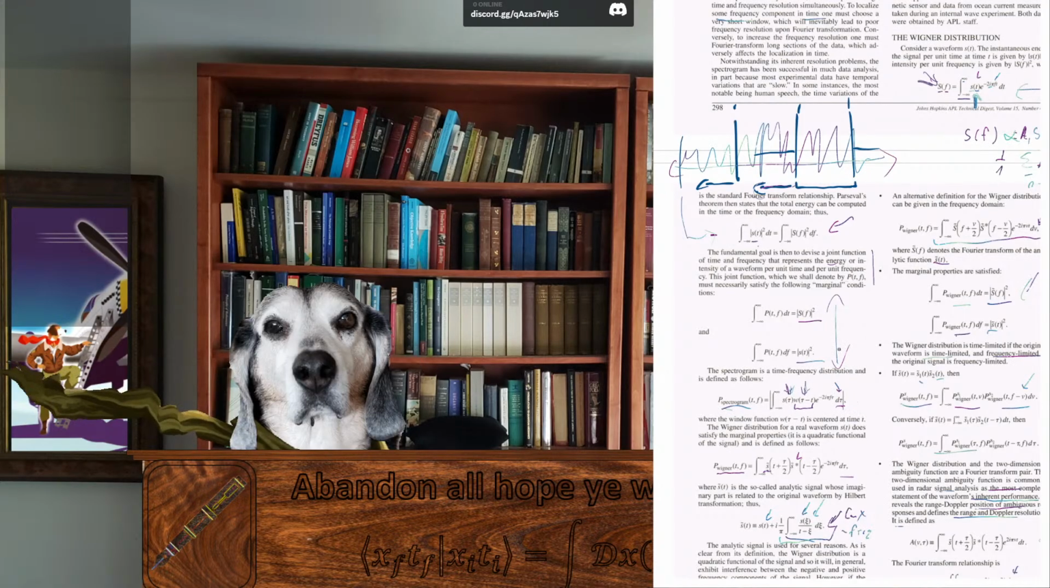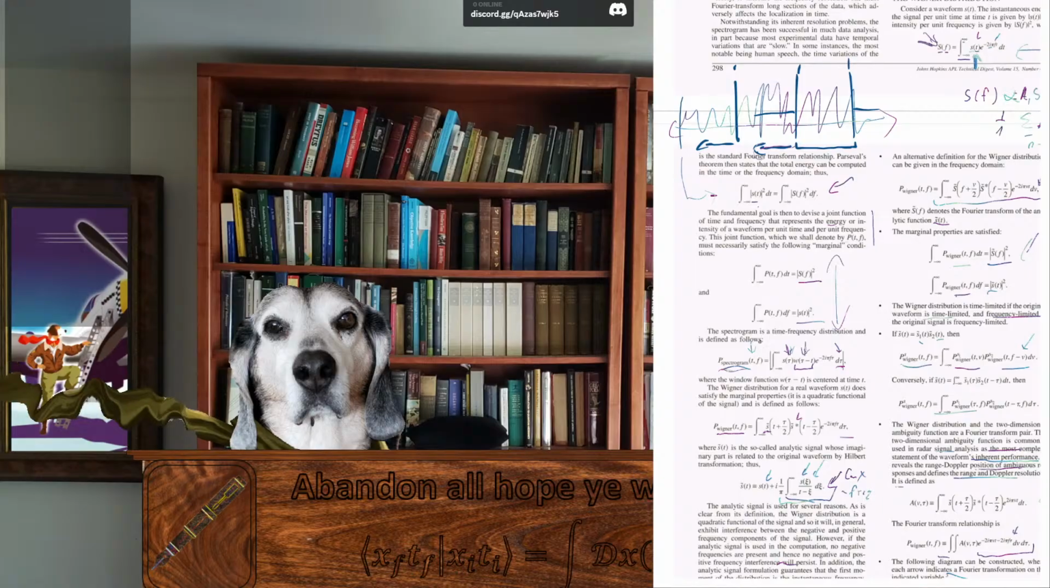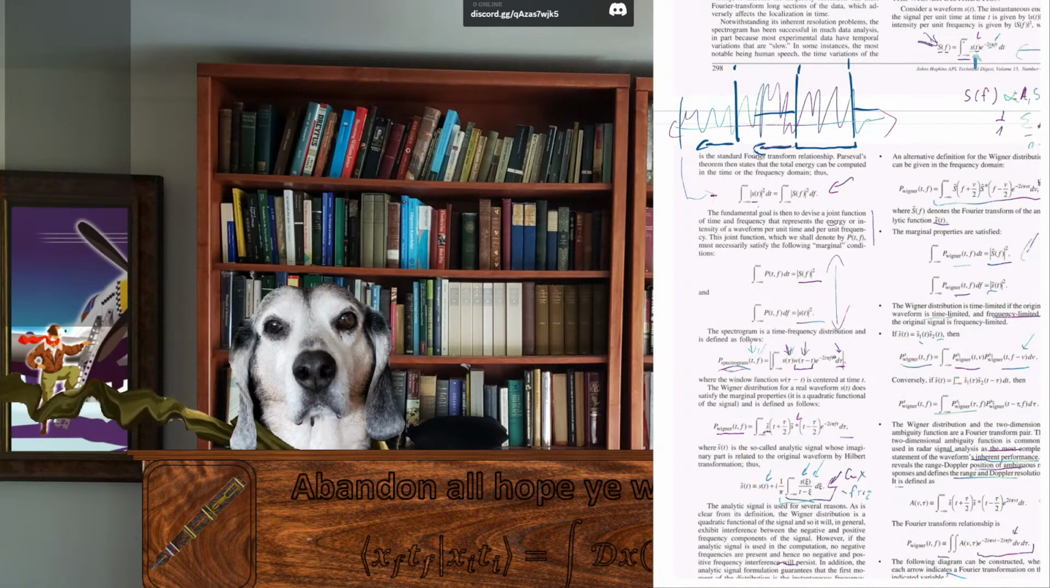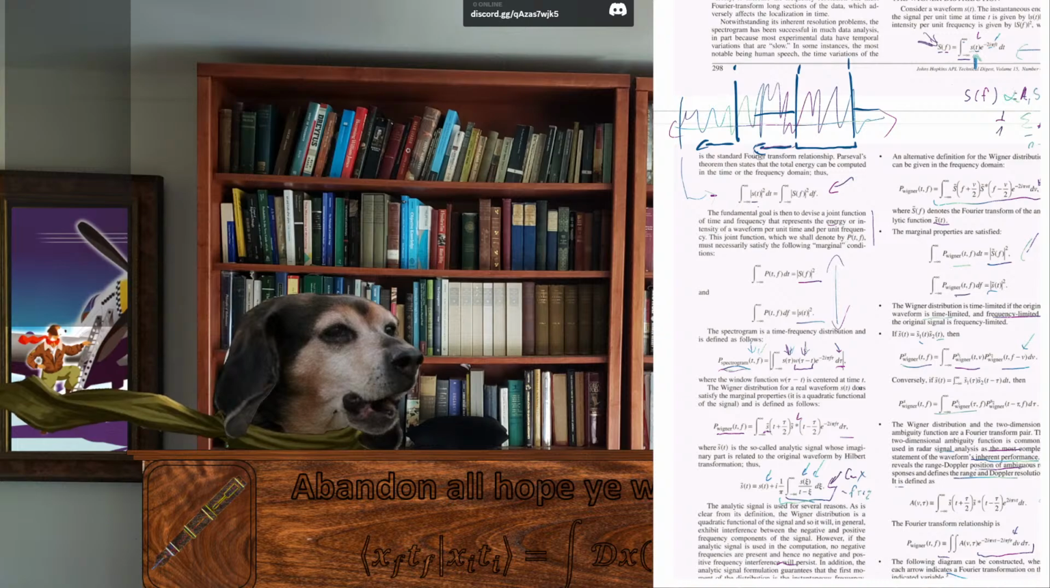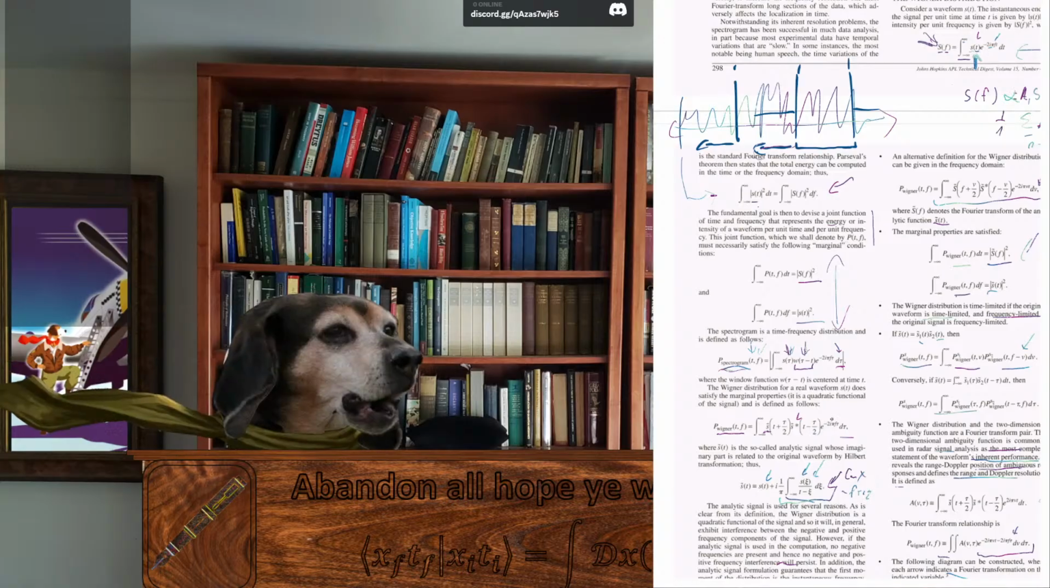we integrate using this chunked window, and that is called a spectrogram. And that's saying when my window is centered at time t, then I will see this frequency content f, right? Cool. The window function w of tau minus t is centered at time t. The Wigner distribution for real transform S does satisfy the Marshall properties, is a quadratic functional of the signal, and is defined as this.